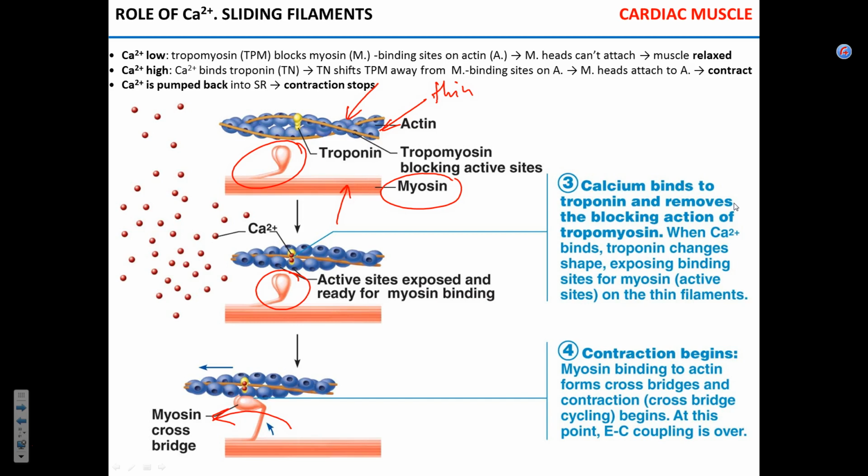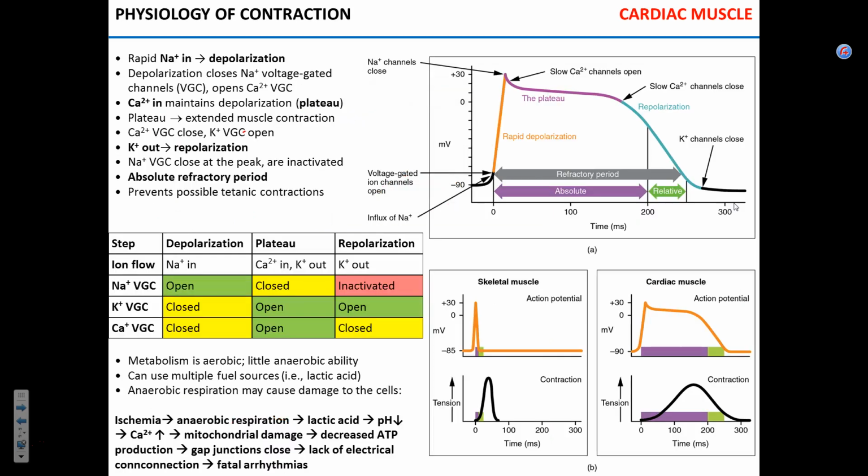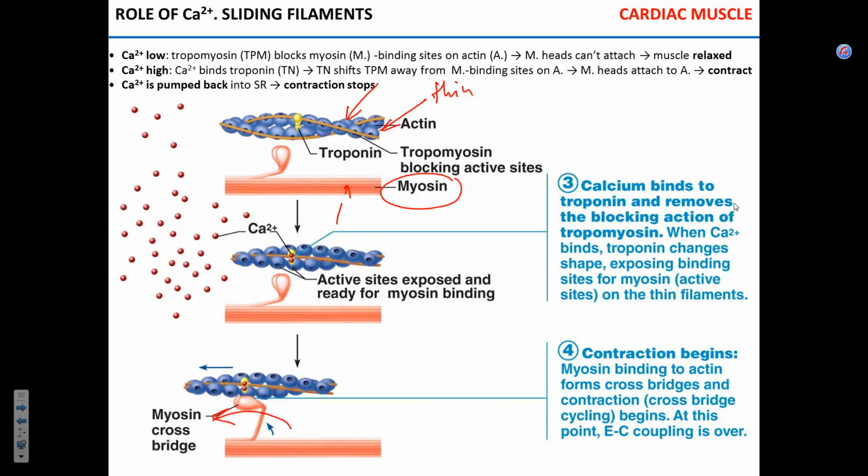Does that make sense? Now, two regulatory proteins that control the contraction process are troponin and tropomyosin. You see the yellow string, which represents a protein called troponin. Troponin, in fact, blocks the interaction between myosin and actin, not allowing the complex to form.